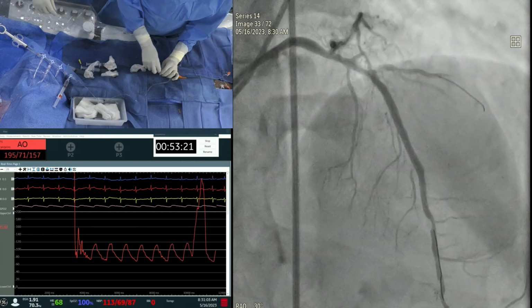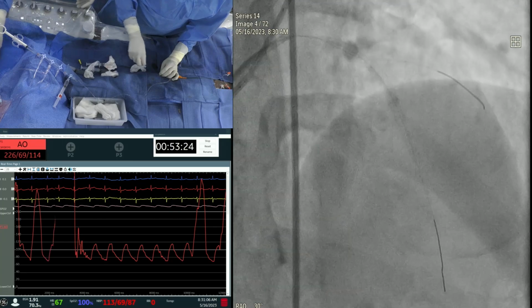Make sure your wires are visible, you can keep seeing them. The diagonal wire.